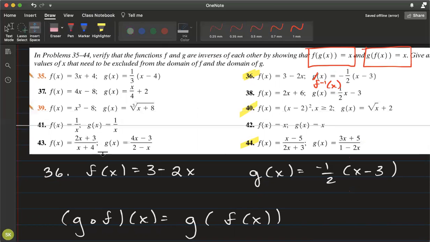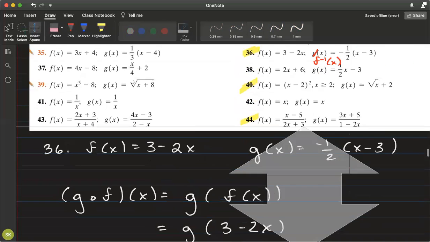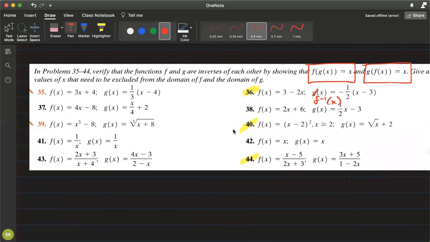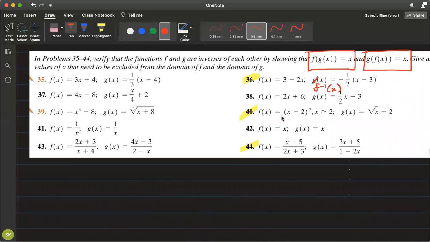I want to look at a couple more complicated examples. That's 40 and 44 here. So first off, problem 40, if we didn't have this x greater than or equal to 2, this wouldn't be a one-to-one function. Let me explain that in just a second. I noticed that I didn't talk about the domain of f and g here. That was part of this problem.